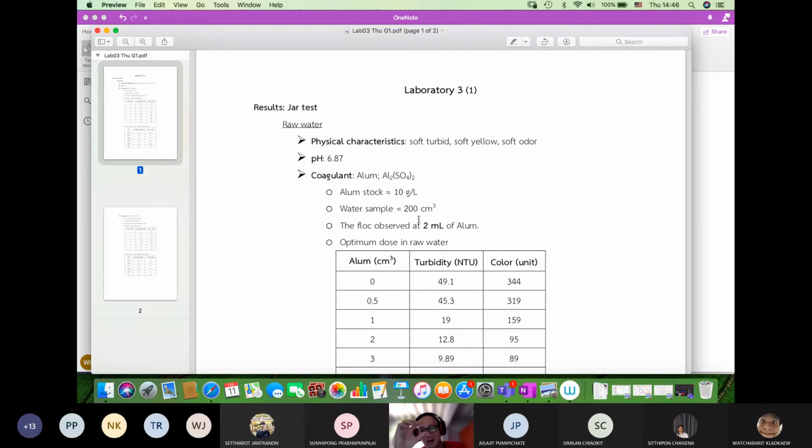We gradually add the alum at a concentration of 10 grams per liter into 200 ml of water. So we added 1 ml, and then another 1 ml becomes 2 ml. Soon after we add 2 ml, we could observe the floc formation. So we get the floc after we add 2 ml. This is the process. Why do we need to do this? Why do we need to do it separately?